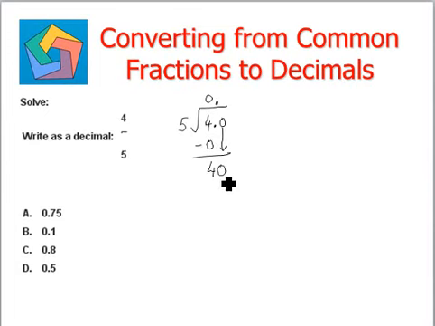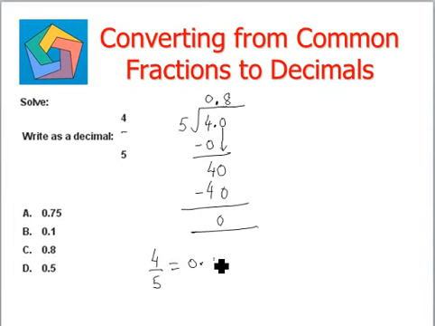40 goes in the table of 5 as 8 times. 5 times 8 is a 40. Now the remainder becomes 0, 40 minus 40, so we stop right here. So 4 fifths in decimal form is equal to 0.8. This is the final answer, which can be seen in option C.